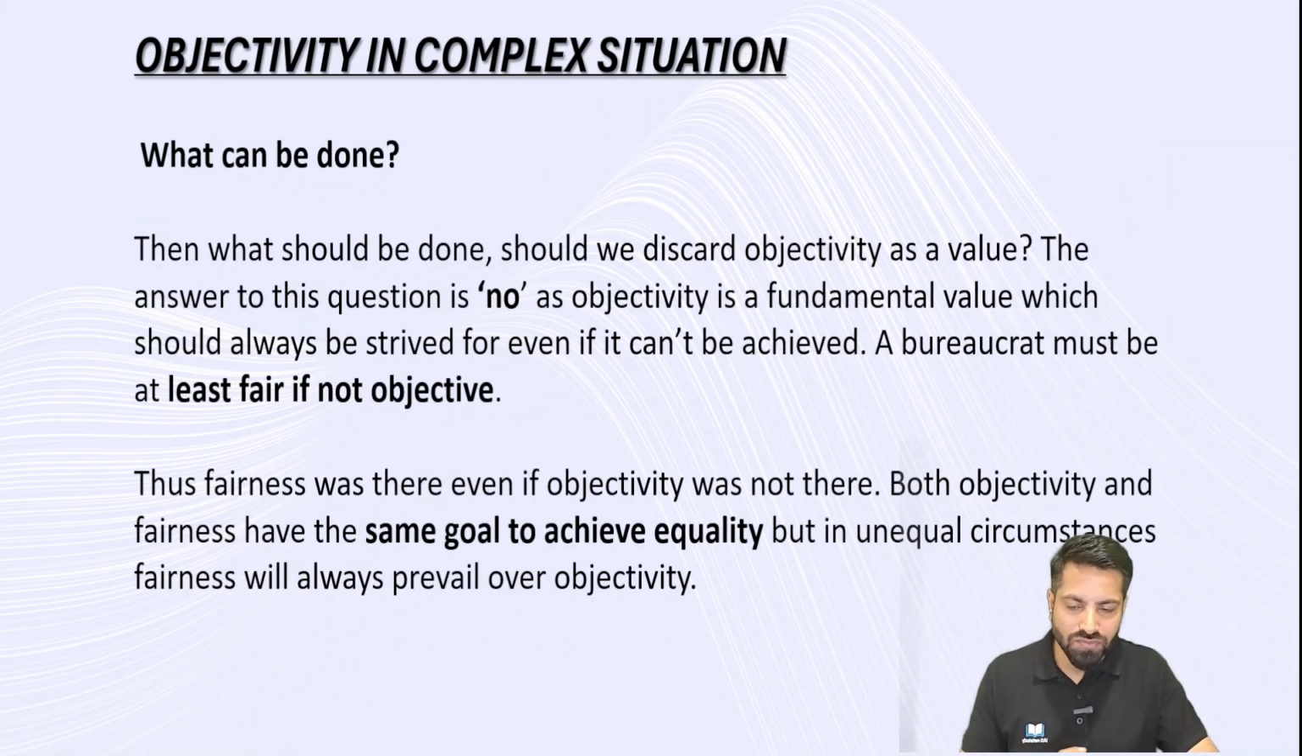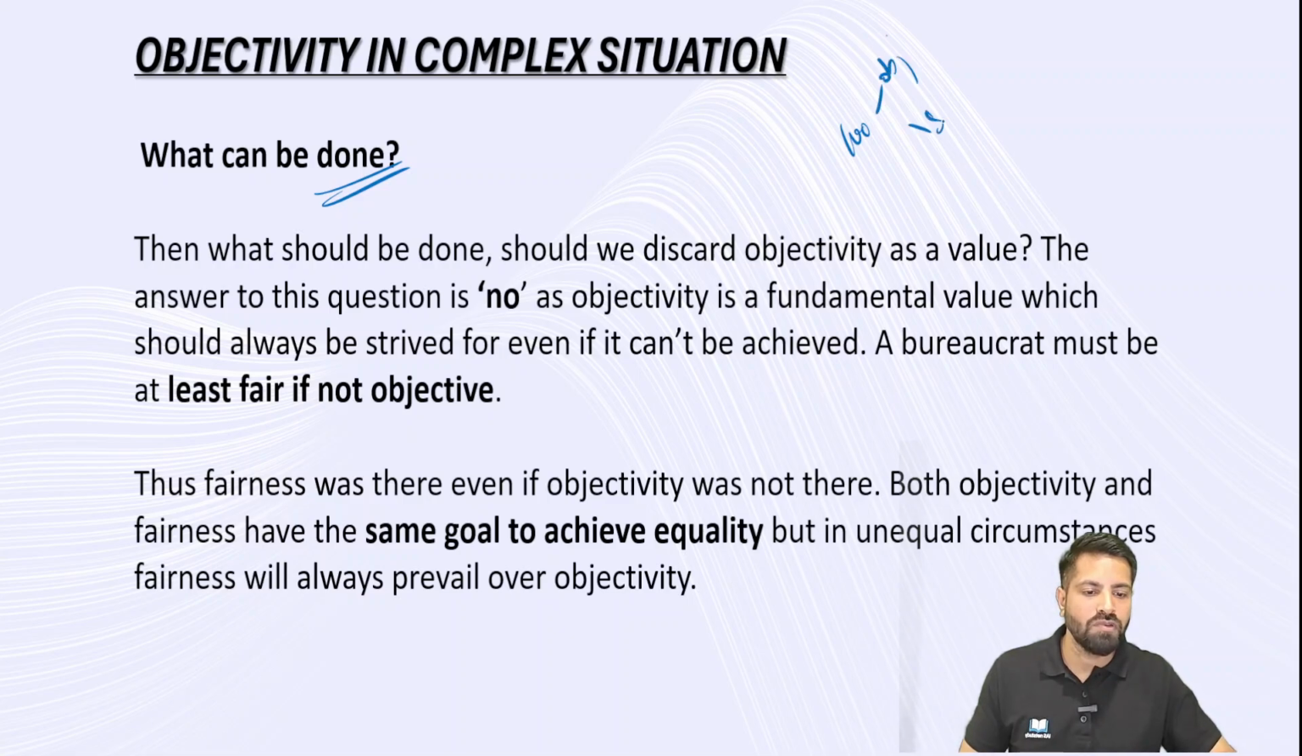Now, what do you do? How can it be handled? I'm not telling you to leave objectivity completely and become subjective in nature. Even that is not feasible. 100% objectivity is not feasible. 100% subjectivity is going to create chaos, and it is going to make the system corrupt. This is also not possible. Then how do you handle this?